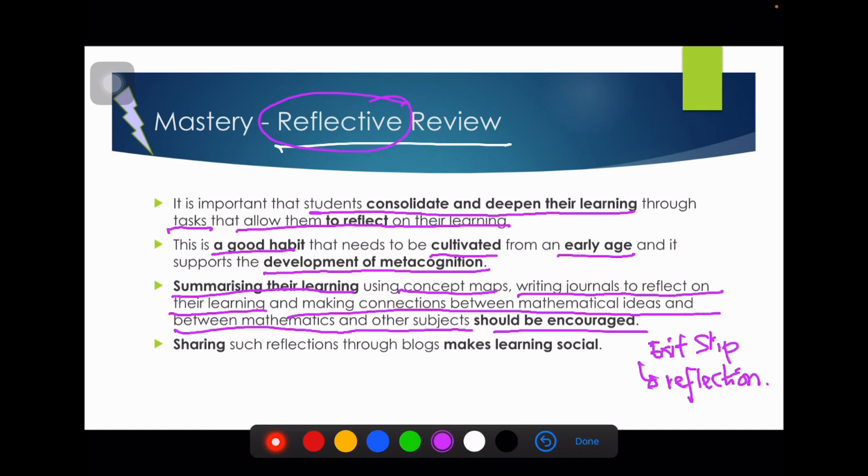Okay, so if you have done exit slip for the past 10 weeks, 13 weeks, then you have revised the topics. Sharing such reflections through blogs makes learning social. That means if you write your exit slip in the form of a blog, then others would actually comment and so on. So it's social learning.